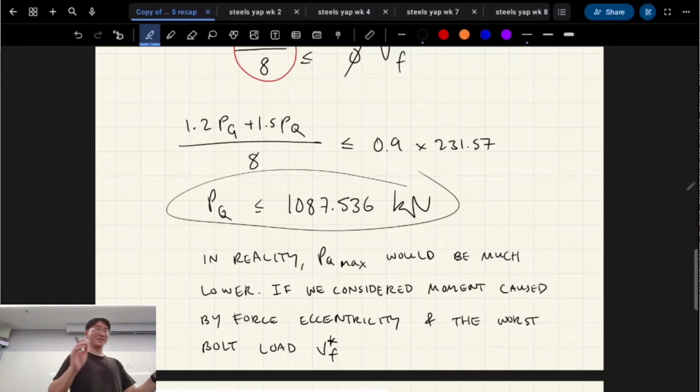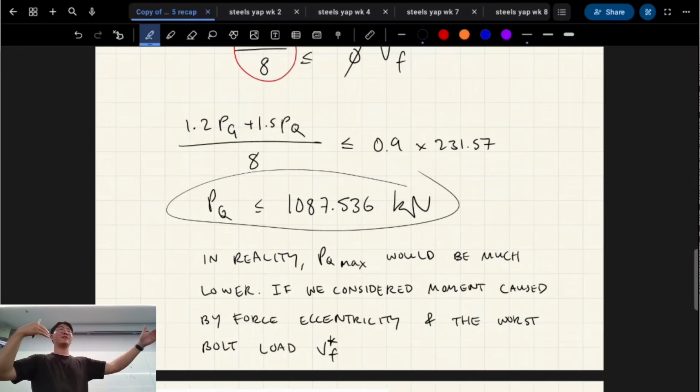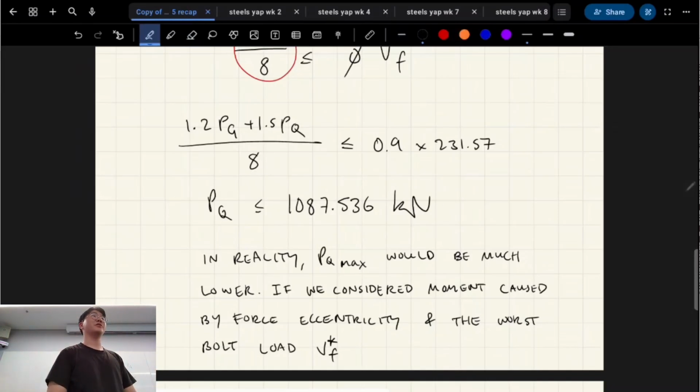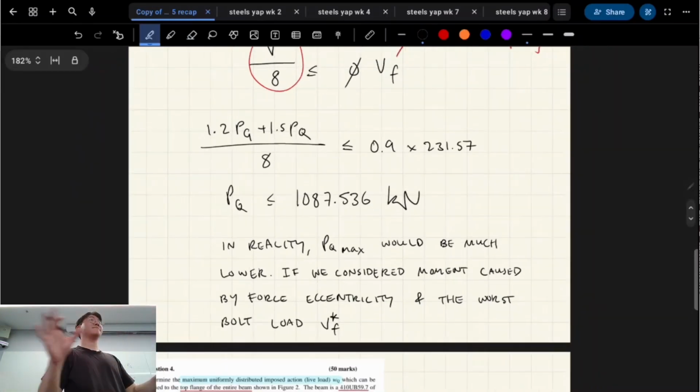So PQ is 1,000, which there's no way. There's no way it's 1,000, because when you account for what I said, if there's eccentricity, there's going to be a moment generated. It's going to cause a greater amount of shear force at the furthest bolt. This number will go down significantly, so it shouldn't be this at all. But we're just not given that information, so this is the best we can do, right? Okay. Any other questions right now?